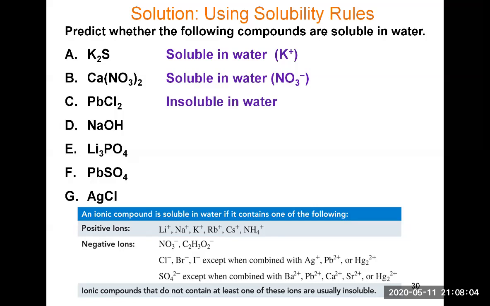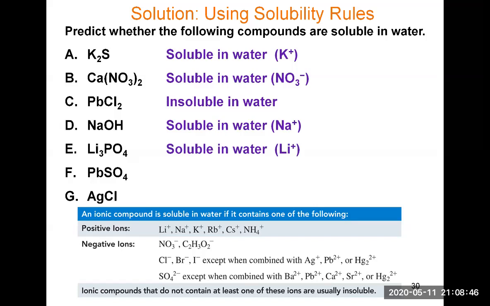NaOH. NaOH is made of Na plus and OH minus. According to the table here, it says that an ionic compound is soluble if it contains Na plus, and there are no exceptions. So here we have Na plus in the formula, so it's going to be soluble in water. Li3PO4. Again, it contains the lithium ion, which is another alkali metal, and all alkali metals are making soluble compounds, so that's going to be soluble.